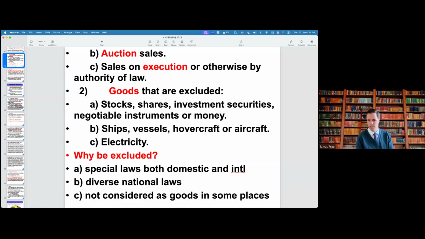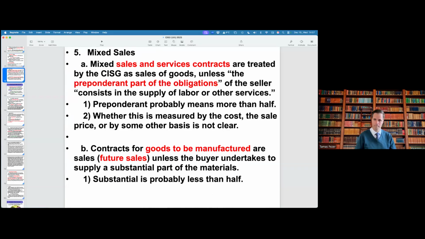And when it comes to the securities and negotiable instruments, also if you remember the 1931-1932 Geneva Conventions on bill of exchange, promissory note, and checks, that's a detailed legal framework that also tells a lot about transfer of ownership over these securities. So the CISG did not want to collide with the already existing legal framework.